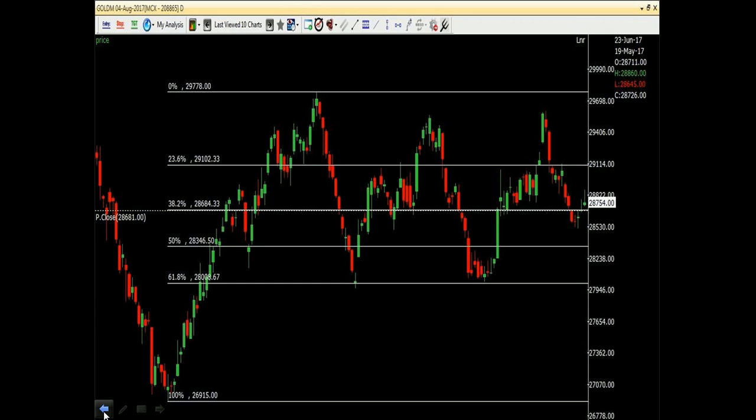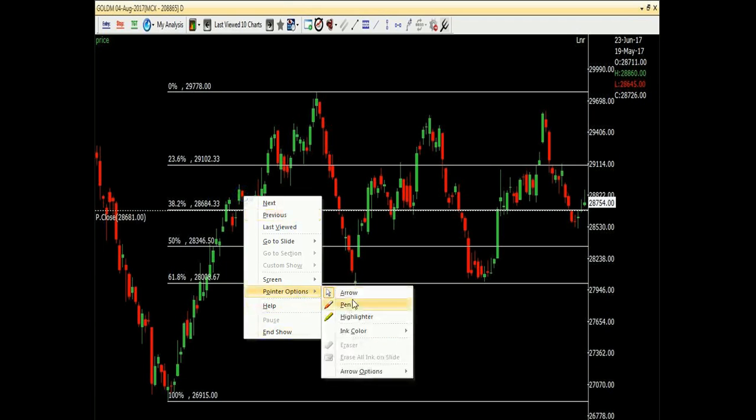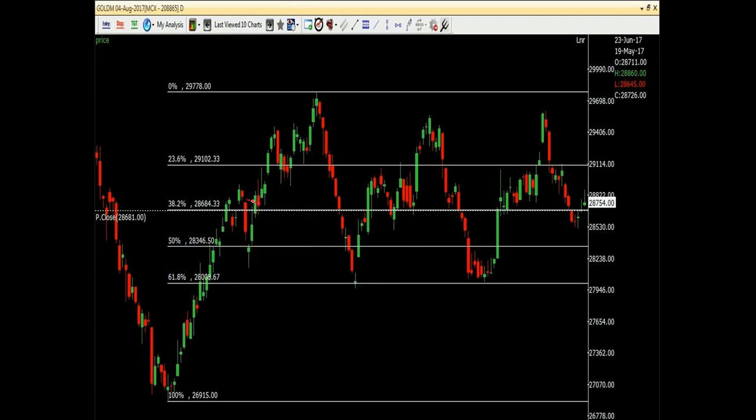Now talking about the technical perspective, I have drawn Fibonacci on this daily chart. This is around a 3-month chart we can see, and 38% is behaving like a strong support for this price pattern, and 28,600 is a strong support. We talk in numbers, so let's see. Yes, 28,600 once, twice, and thrice.